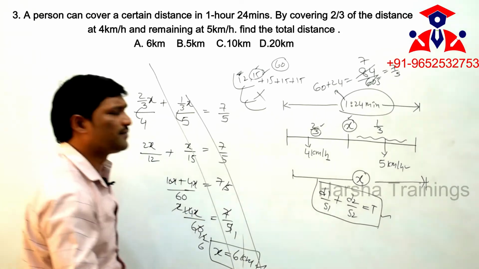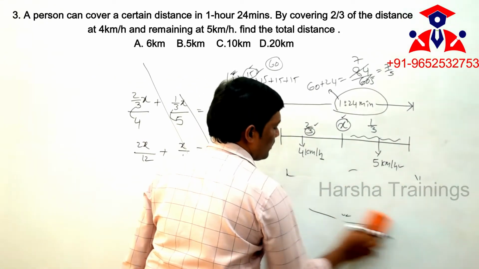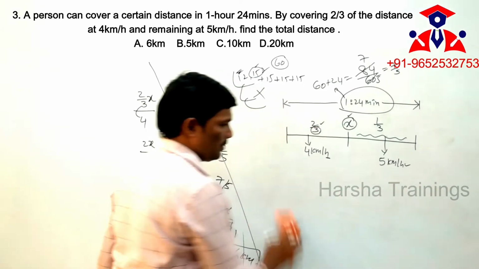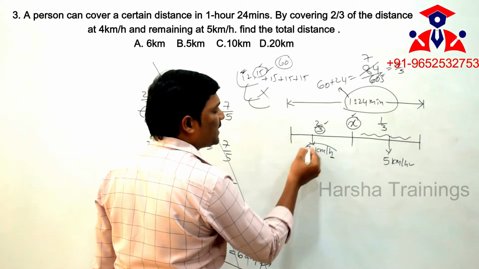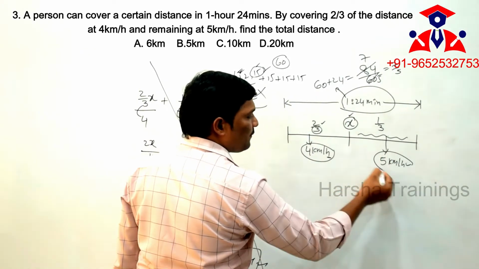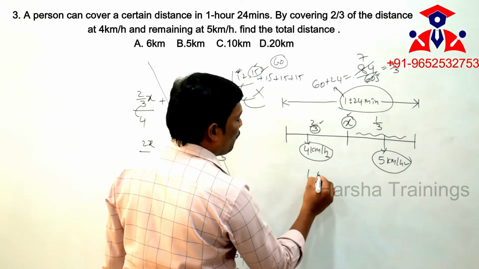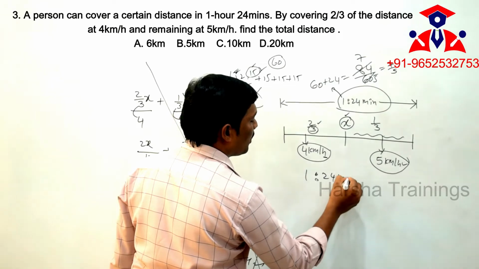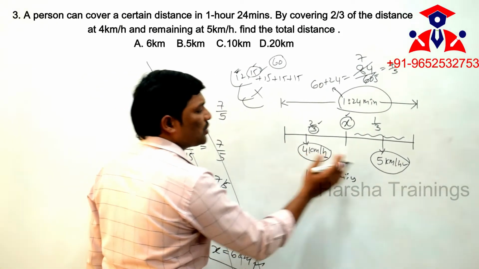So let us assume, guys, for example, look at the screen. Let us assume the first speed is 4 kilometers per hour, and the second speed is 5 kilometers per hour. The total time given here is 1 hour 24 minutes.